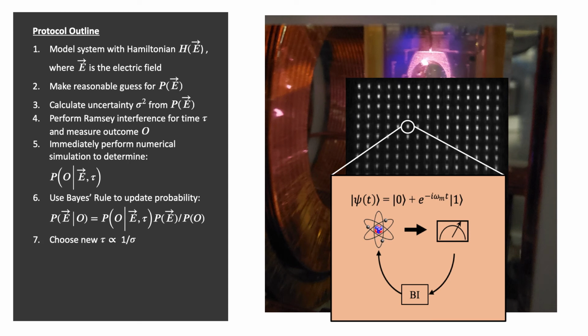We then choose the next Ramsey pulse time to be related to the uncertainty of the updated probability distribution for the electric field. This entire sequence then repeats until the electric field uncertainty converges or reaches a predetermined threshold. Once we establish this method to rapidly measure the small electric fields in our chamber, we can then cancel them directly with the electric field plates to null them out or to apply an appropriate bias field.